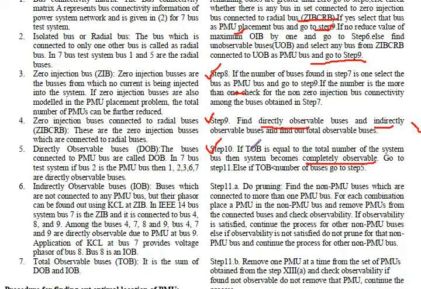In step number 10, if the total observability is equal to the number of buses, then the system is completely observable. As our buses are 7 and the total observability is also 7, your system is completely observable.